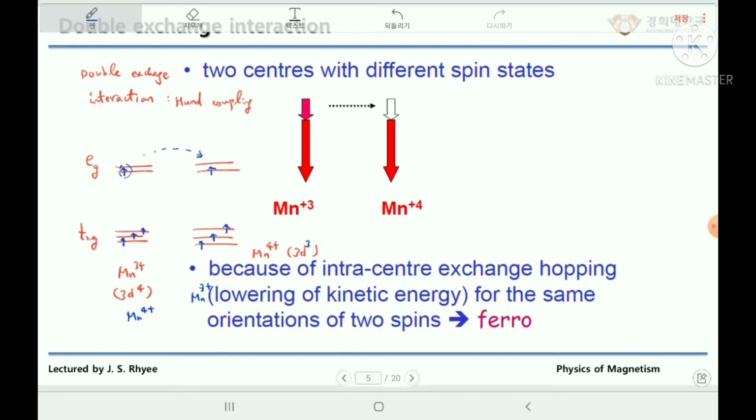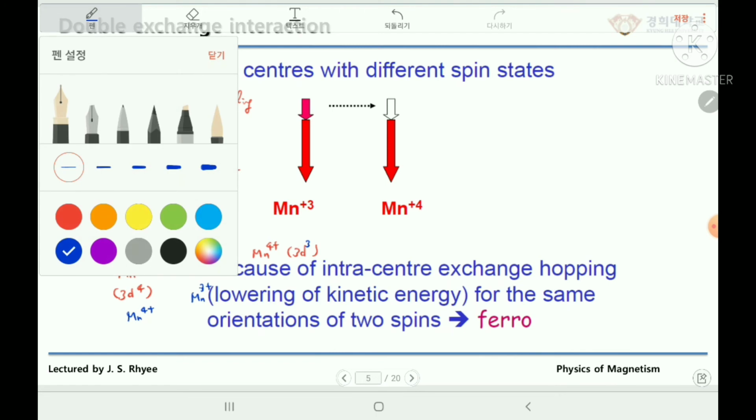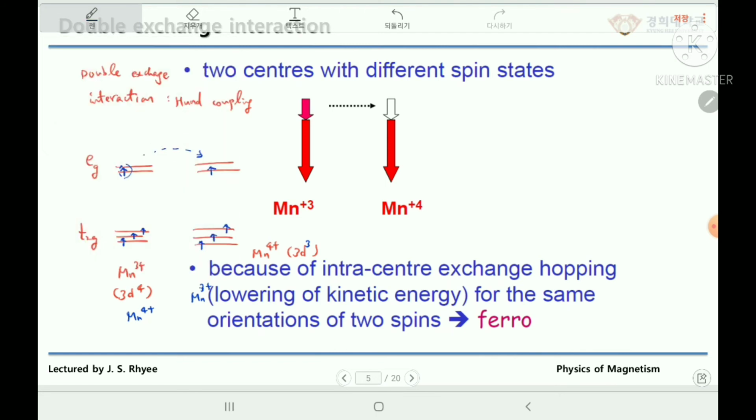But in the other case, it violates the Hund coupling. For example, let's consider the other case. It has an eg electron and t2g electrons. Manganese 3 plus, manganese 4 plus, and the spin has 4, spin 1, 2, 3, 4, it is manganese 3 plus, to preserve the Hund rule.